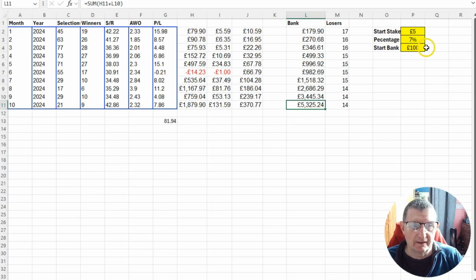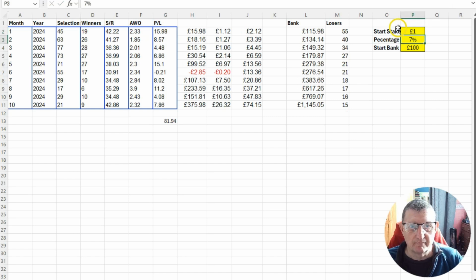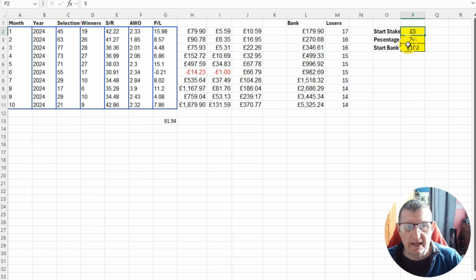Oh, one other thing, just in case I didn't cover it: you can change these amounts here. You could go £6 there, or you could go £1 there. You can play around with these if you want to change the stakes, change the percentage, and even change your bank. If you've got a bigger bank, you can play around with the percentages.